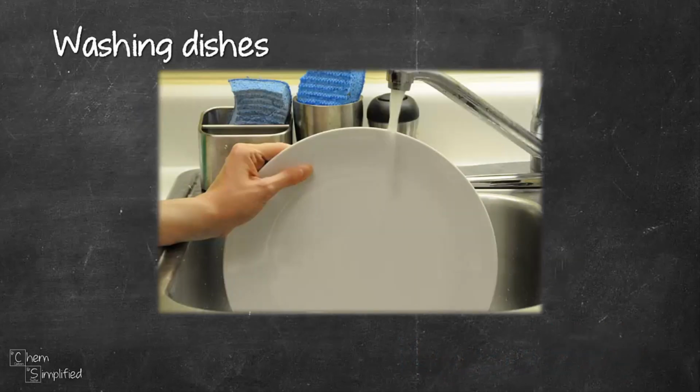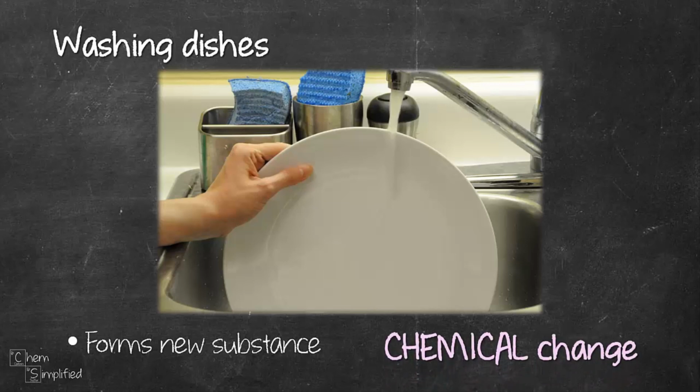Unfortunately, after breakfast, I had to wash my dishes. When I washed the dishes, a chemical reaction occurred between the detergent and the mess on the dishes. That means the substance before and after washing are no longer the same. The dish detergent is no longer the same. The chemical makeup of the mess on my plate has changed as well. So washing dishes is a chemical change.